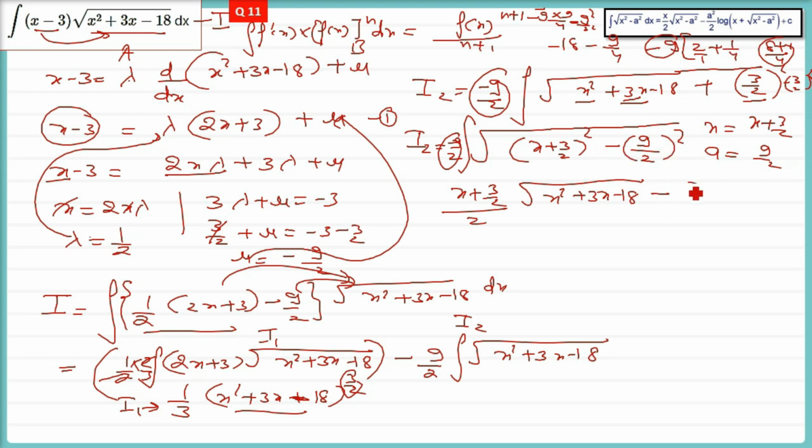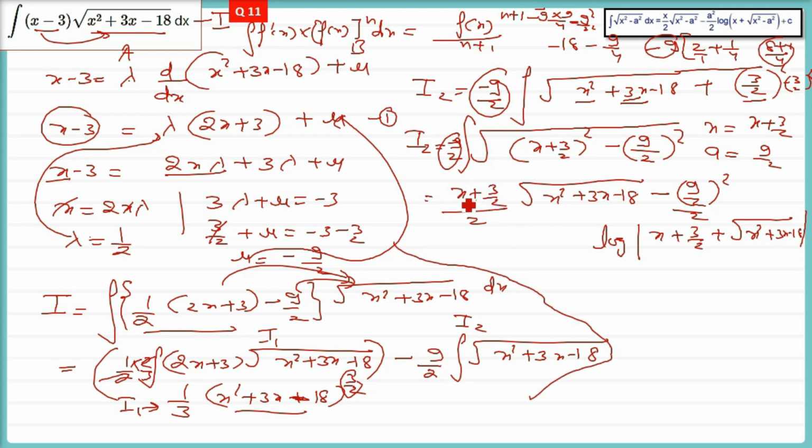Then minus a square by 2, which is 9 by 2 whole square by 2, and then we have a log modulus of x, which is x plus 3 by 2, and then plus under root x square minus a square, which is x square plus 3x minus 18. Now let's resolve this. x plus 3 by 2 is what? 2x plus 3 by 2, and you have a 2 in the denominator as well. That means this will become 2x plus 3 by 2, and you have to multiply it by negative 9 by 2, which is in front.